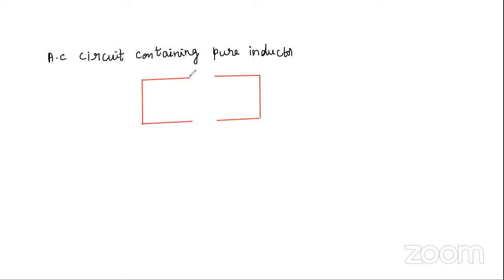The inductor coil is actually represented by this symbol. Okay, this is L, and here you will be having the sinusoidal signal represented by this circle. So here your EMF is represented by E equal to E naught sin omega t.